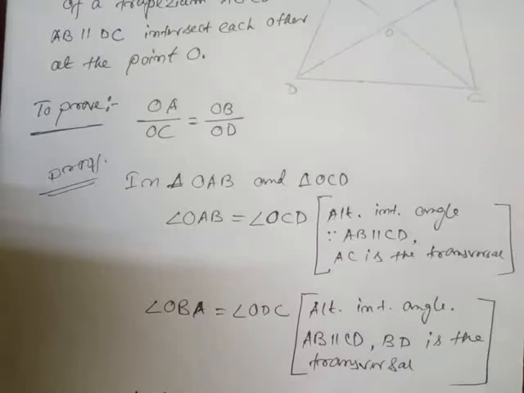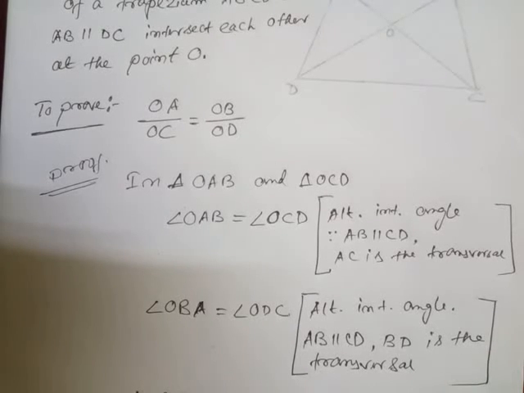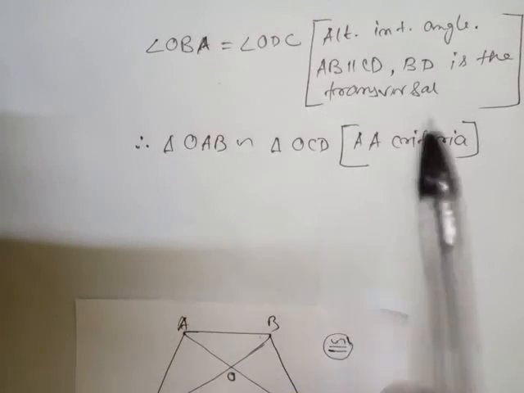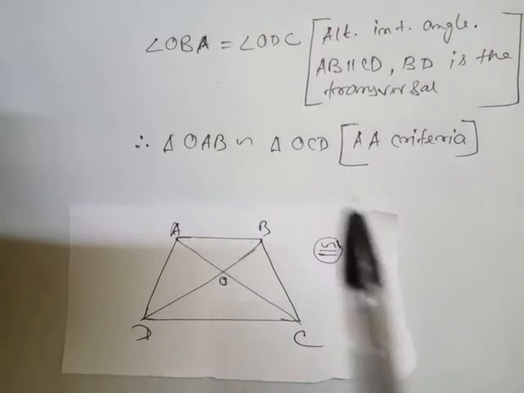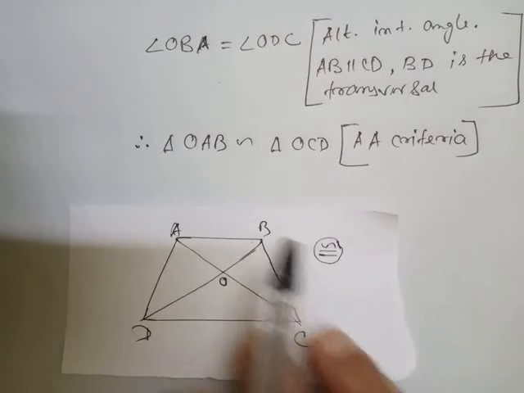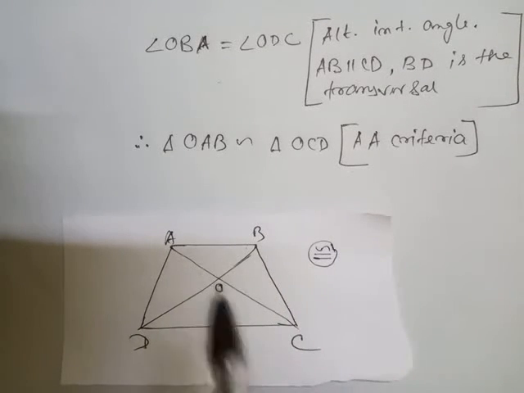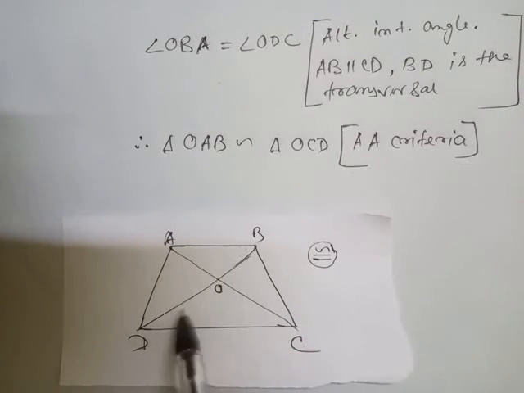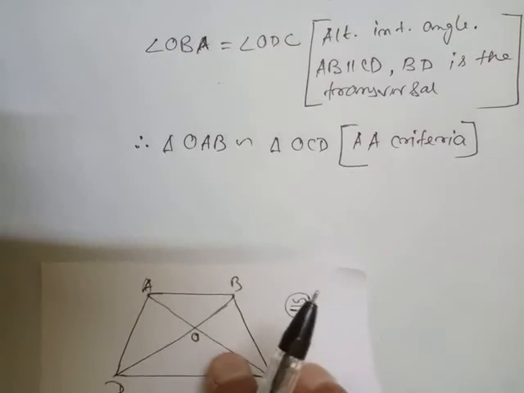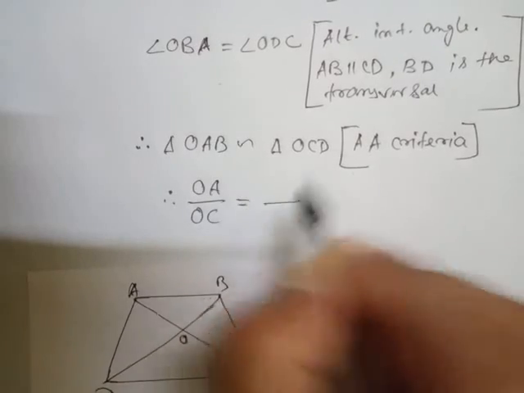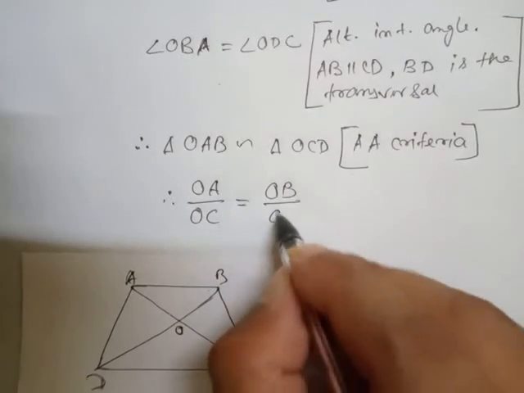Now look student, we need to prove that OA by OC equals OB by OD. Now look how to prove this part. Since triangle OAB is similar to triangle OCD, we can write OA by OC, where OA is part of this triangle and OC is part of this triangle. Again, OB is part of this triangle and OD is part of this triangle. Therefore OA by OC equals OB by OD.